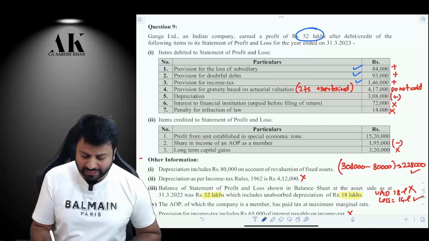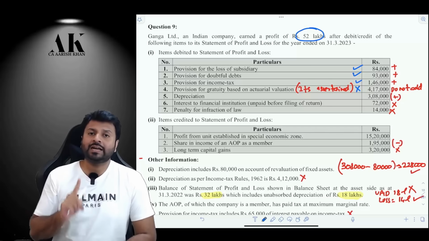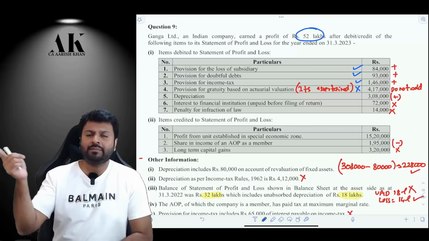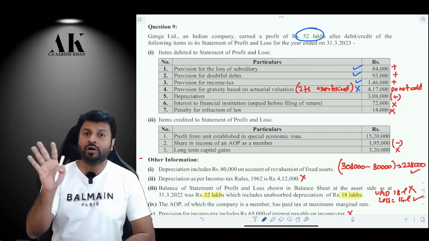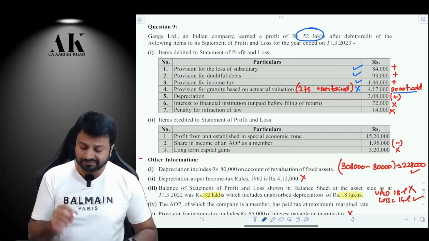Provision for gratuity based on actual valuation, no, it is not added back in MAT, because it is a certain liability. What is added back in MAT is a provision for that liability which is unascertained. Gratuity liability determined by actual valuation is not an unascertained liability. Do not add in MAT. In the normal provisions, it will be added back. Do not add over here. Be very careful. This is an important point.